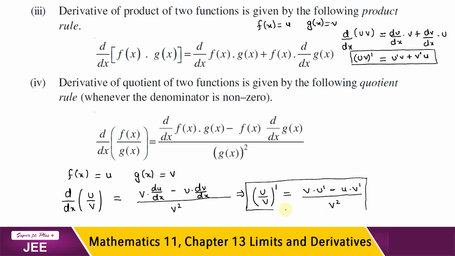Alright students, I hope you are able to understand the product rule of differentiation and the quotient rule of derivatives. Now the first two, that is the sum and difference of derivatives, were easier to understand, and the third and fourth we are going to prove. So now let us prove the product rule and the quotient rule one by one. Let us start with the product rule.